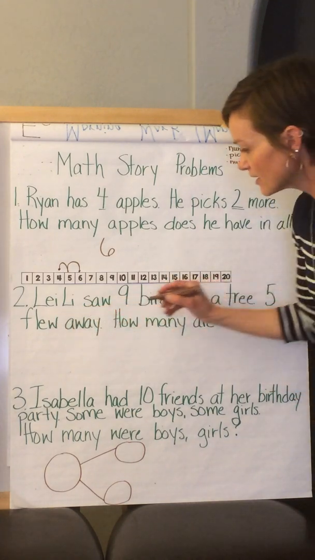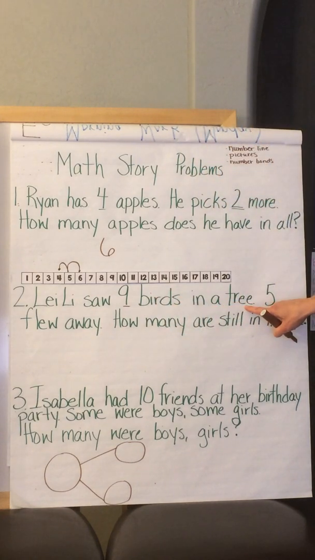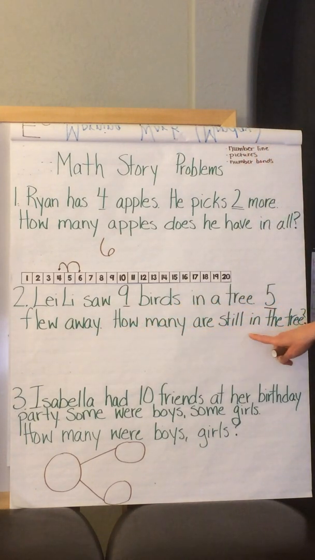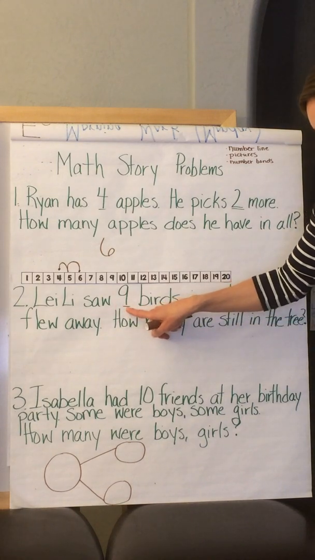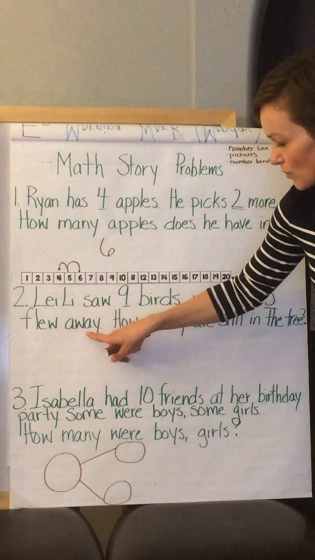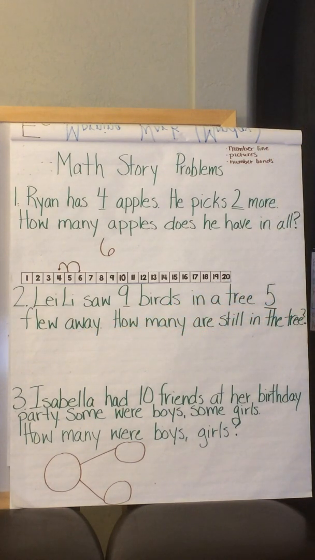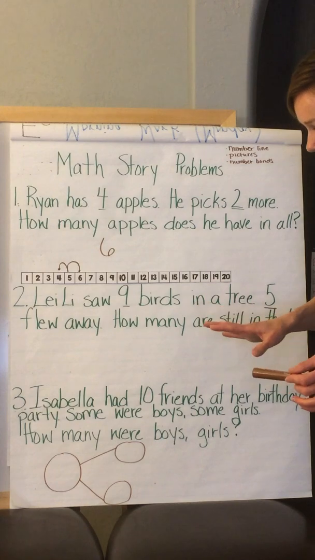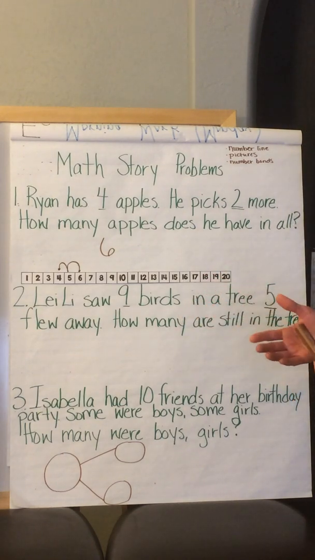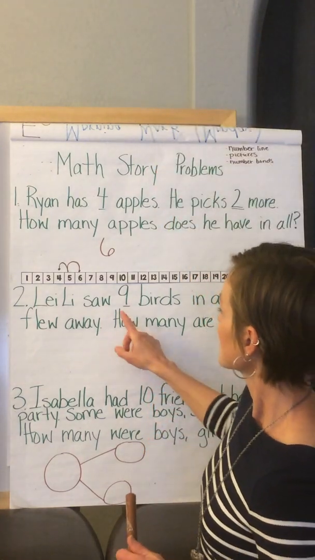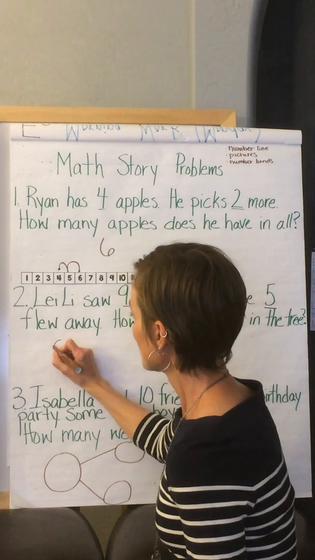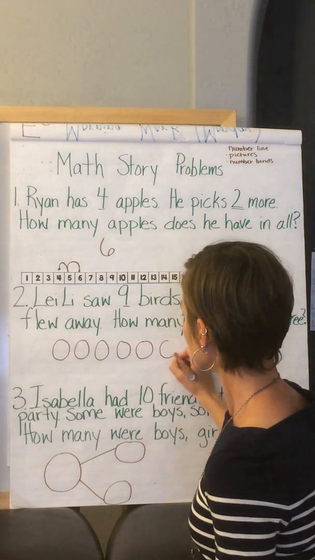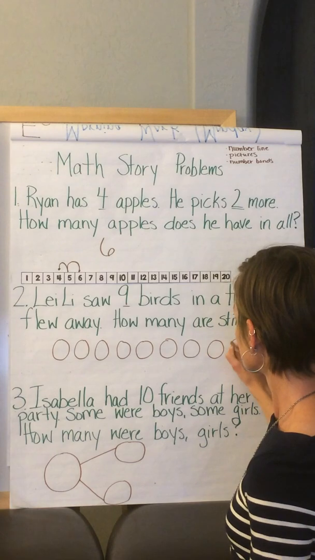Laylee saw 9 birds in a tree. 5 flew away. How many are still in the tree? So Laylee saw 9 birds in a tree. 5 flew away. So we need to figure out how many birds are still in the tree. We're going to draw a picture for this one. So I'm not going to draw the tree and all of the birds and all of that. We've talked about in class that it's really easy to just do circles. So we need to start with 9 circles for the birds that she saw. 1, 2, 3, 4, 5, 6, 7, 8, 9.